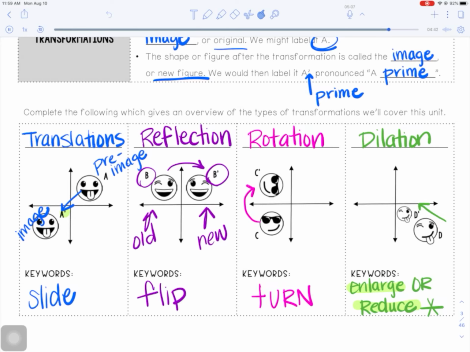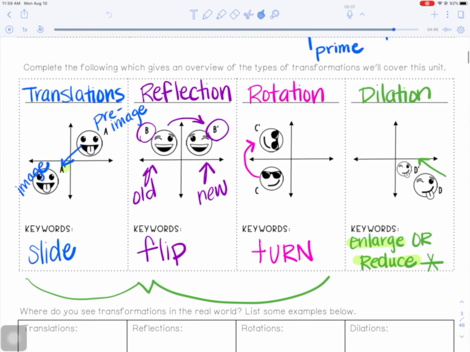I do want to mention, these 3 do not change the size. They just change the orientation or the location. Dilation we will do last, and it does change the size. So these are called rigid transformations.